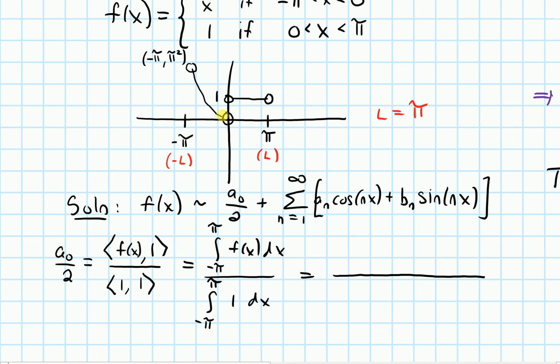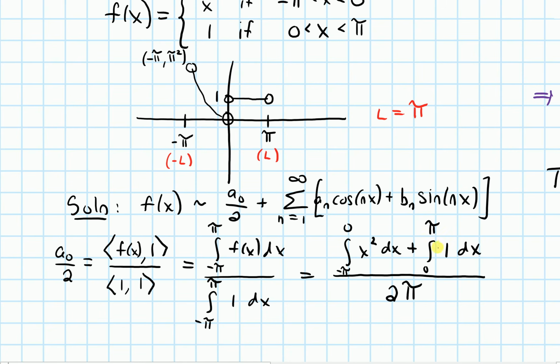But the function is piecewise, so I need to split up my integral into two pieces. The first piece goes from negative pi to 0, because that's where the function transitions from one formula to a different formula, and on that interval, f of x is x squared. The next interval is from 0 to pi, and on that interval, f of x is 1, so I'm integrating 1. The integral of 1 from negative pi to positive pi is pretty quick to check: we get 2 pi.